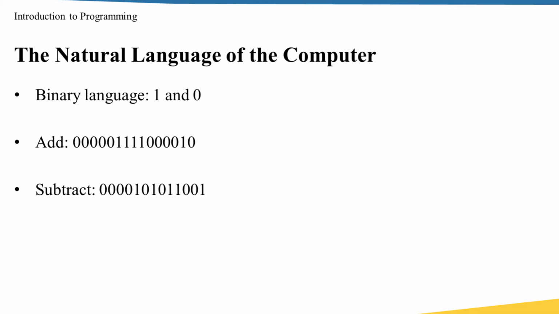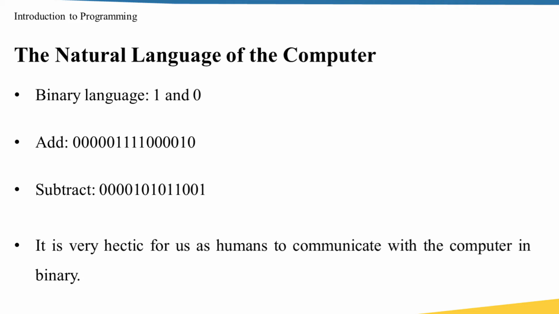000011100010. If I want to subtract one number from another, I also have to send a subtract instruction, and this instruction should also be encoded in binary language like what you see here. From these instructions, we can see that it's very hard for a human to remember all of these instructions, and it's very hectic to communicate with the computer using binary language.